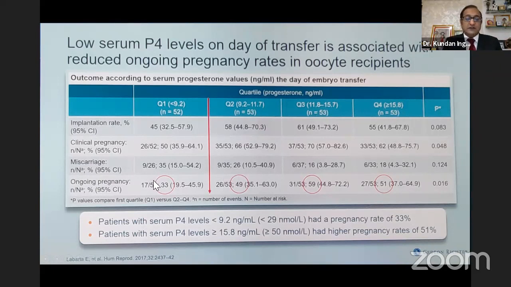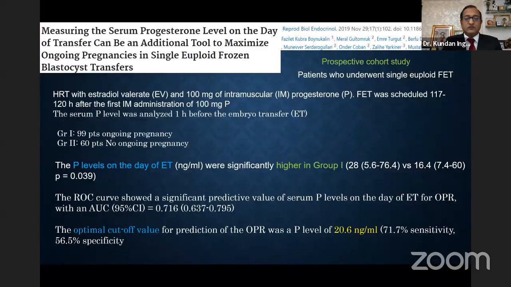What they realized was that there was a significant difference in ongoing pregnancy rate. It was 33% in the group with progesterone levels on the day of ET below 9.2, and there was a significantly higher ongoing pregnancy rate when progesterone levels were beyond 9.2. So patients with serum progesterone less than 9.2 had a pregnancy rate of 33%. That can be considered a good cutoff: if we have progesterone levels beyond this cutoff, we might expect a better ongoing pregnancy rate.